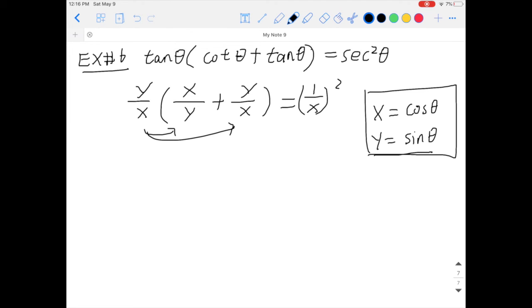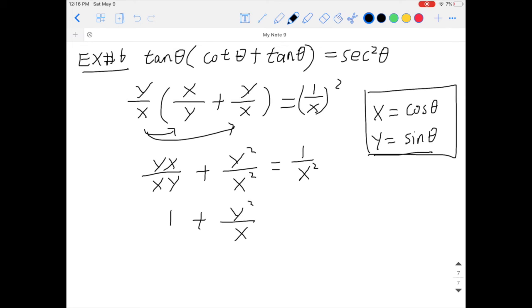We have here y times x, x times y. This simply is 1, right? x over x, y over y. And y times y, y squared. x times x, x squared. Right here is 1 over x squared. In here, it's 1 because yx over xy, plus y squared over x squared equal to 1 over x squared. Okay, in this case, it seems like they are not equal, right?